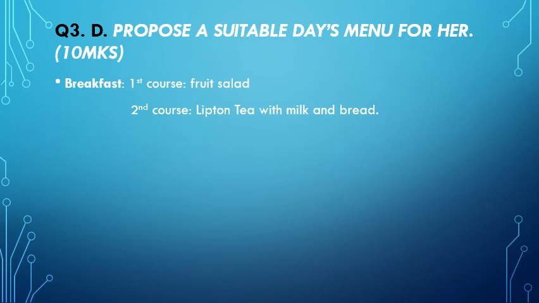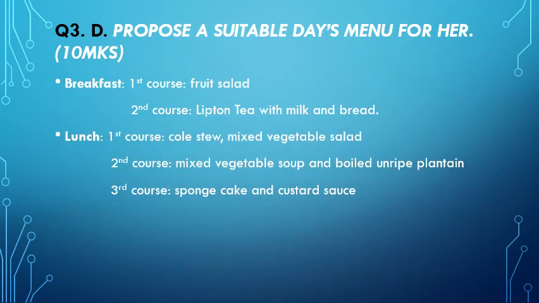So for breakfast, you can give her fruit salad. And you know fruit salad contains what? Fiber, vitamins, no calories. Then for second course, you may have Lipton tea with milk and a piece of bread. Then for lunch, she may take for first course a collard stew, mixed vegetable salad for a start. Then second course, you may have mixed vegetable soup and boiled unripe plantain. You see, unripe, they emphasize it, unripe. Then for the third course, you may have a sponge cake and custard sauce.